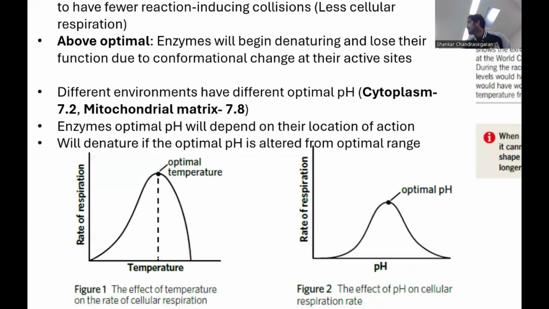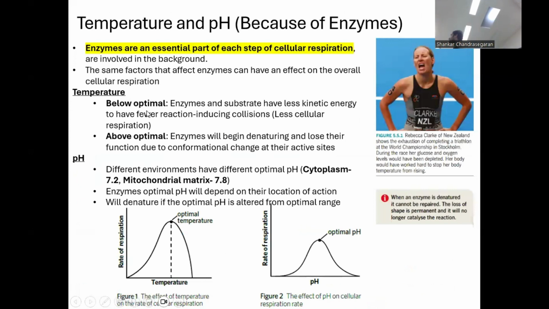All right. So that is when it's above the optimal. However, when it goes below, what happens is that the number of collisions that the enzyme and the substrate experience are much lesser due to the lower amount of kinetic energy. And essentially, this will slow down the reaction more and more until it gets to a point where the enzymes are literally frozen. Okay. What is one thing that's different about going below the range versus going above the range in terms of enzyme function?